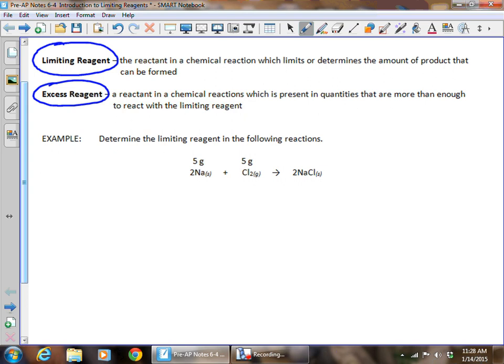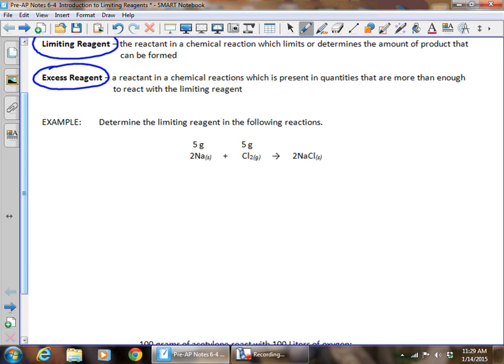The first thing you're going to do is to determine the number of moles of each of the substances involved. It doesn't matter if they give it to you in grams, liters, atoms, molecules, moles even. You need to determine the number of moles, if it's not already given, of each substance involved. So that's what we're going to do. We're going to start with our 5 grams of sodium and determine the number of moles of it.